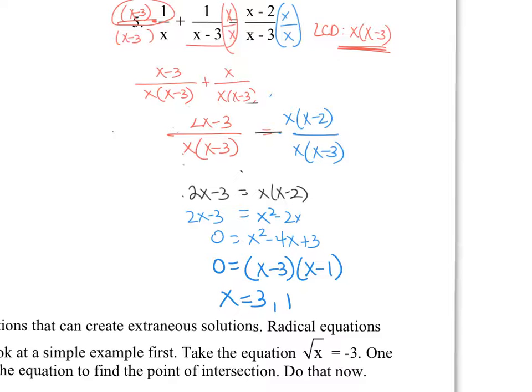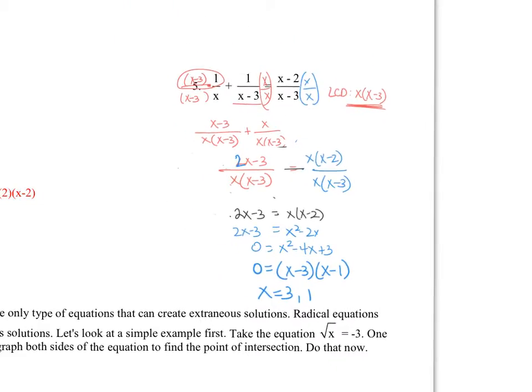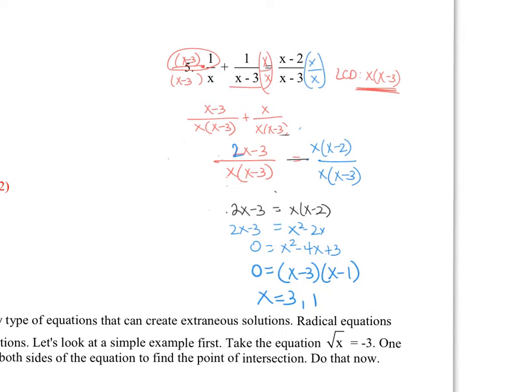Now with rational functions and rational equations like this, you have to be careful with your answer. You have to go back and check what's called extraneous solutions, okay? What's an extraneous solution? It's a solution that shows up like this, x equals 3 or x equals 1, but actually doesn't work, okay? Why does it not work? Because it gives us an error in our domain.